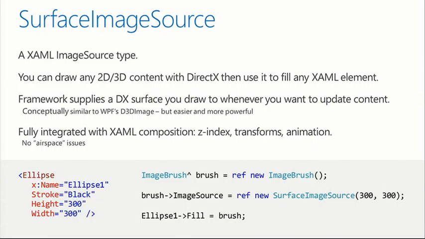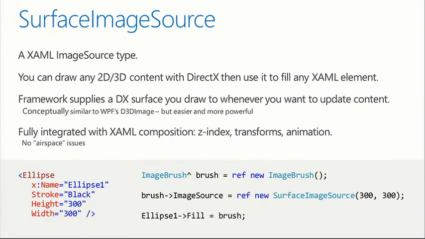So the way this works is the framework supplies you with a DX surface, and then you just draw to it whatever you want to update content. So it'll actually take the rasterized version of whatever you've drawn in DirectX and then use that as sort of like an image brush that you can then use to paint content. So you can update this every frame if you want. And as long as your code is fast, you can update this at 60 frames per second.